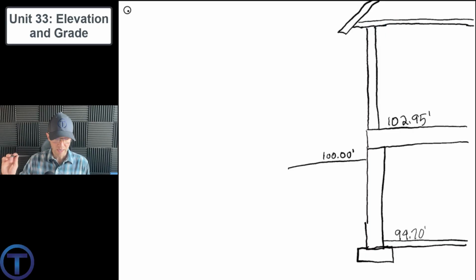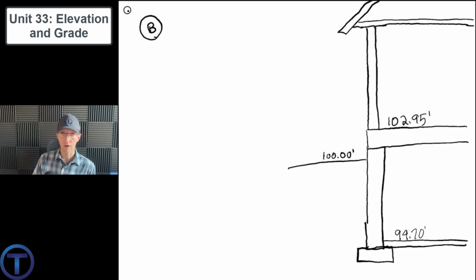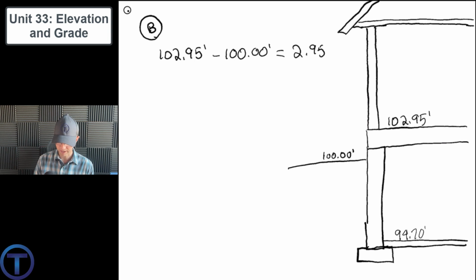Let's go to the next one, which is B. It says, how far above the benchmark is the first floor. In this case, we're going to start with our finished floor elevation, 102.95 feet. And we're going to subtract our benchmark. So we want to know how far above that we are. Pretty basic math, right? Just take off the 100 and we're going to end up with 2.95 feet. Now we know, right? But let's convert that over into our builder measures so we can use our measuring tape.